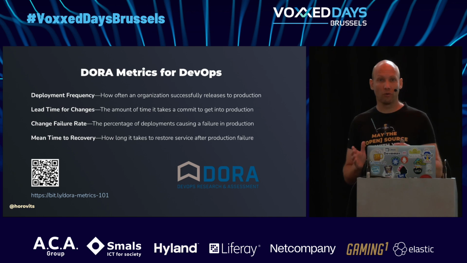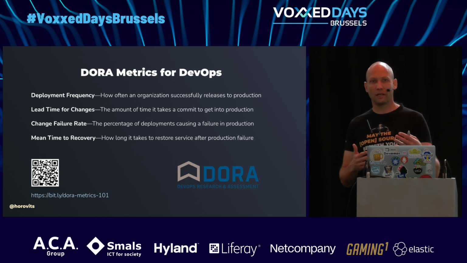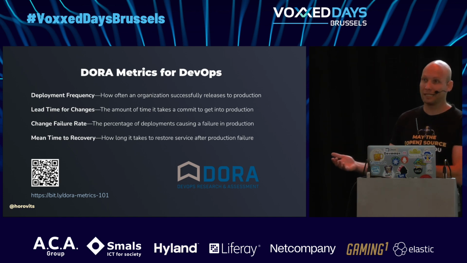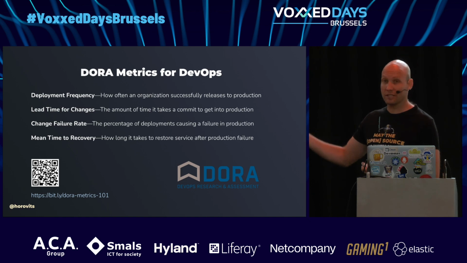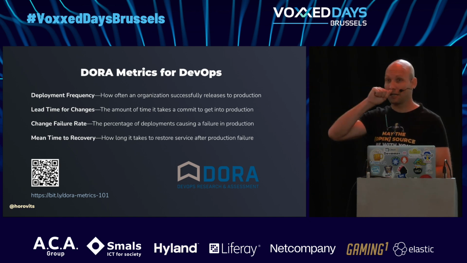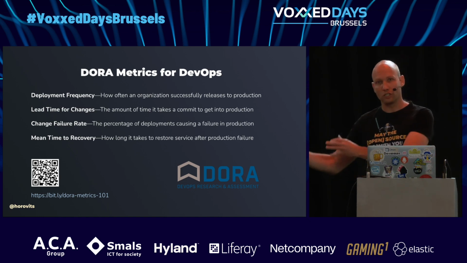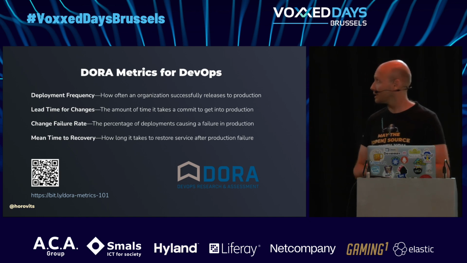So these are the 4 DORA metrics, very useful to track and quantify how effective your software delivery lifecycle is in various terms. The first 2 you can see are more on the developer side. The last 2 are more on the ops side. So it covers really the full spectrum.